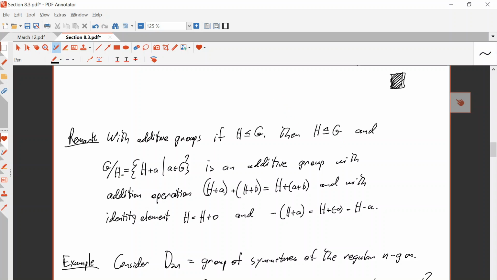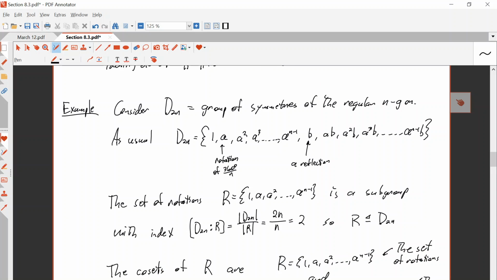And when your group is additive, you write your cosets this way, like how we did with ideals and rings. And then G mod H is an additive group with the operation coset H plus a plus coset H plus b is the coset H plus a plus b. Identity element H equal to H plus 0. And the negative or additive inverse of H plus a is H minus a.